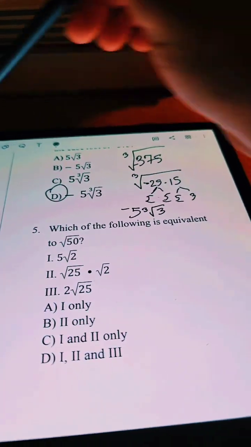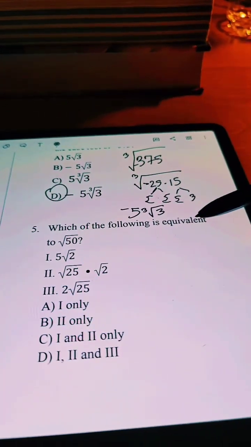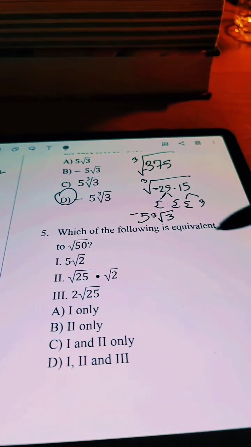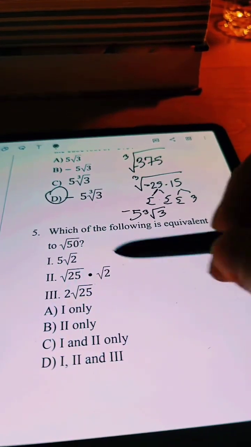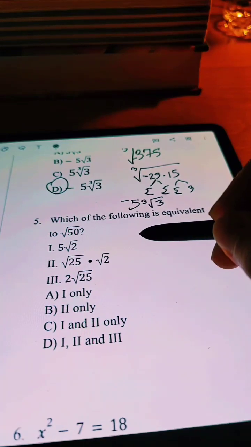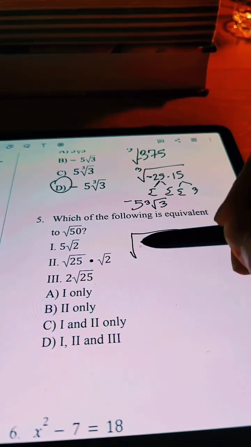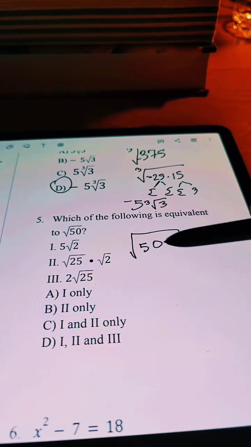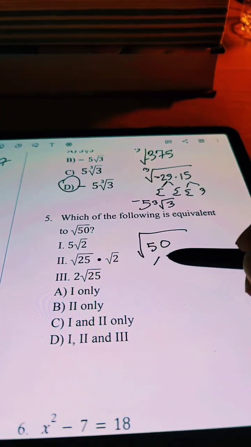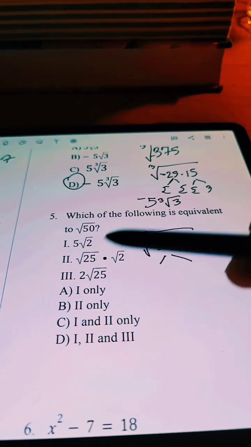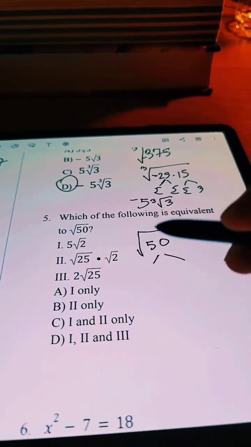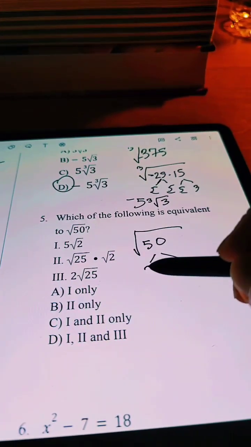So then let's go to number 5. Which of the following is equivalent to the square root of 50? So let's think of ways that we could rewrite the square root of 50. Remember, when you're simplifying with radicals, you are going to think, okay, I need to break this up into factors. What factors can I break this up into? You could also look at the answer choices to help you. I see 25 is showing up a bit.